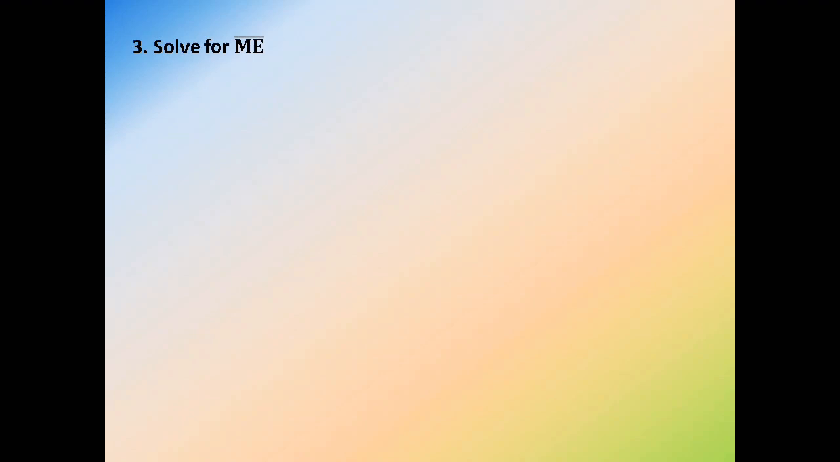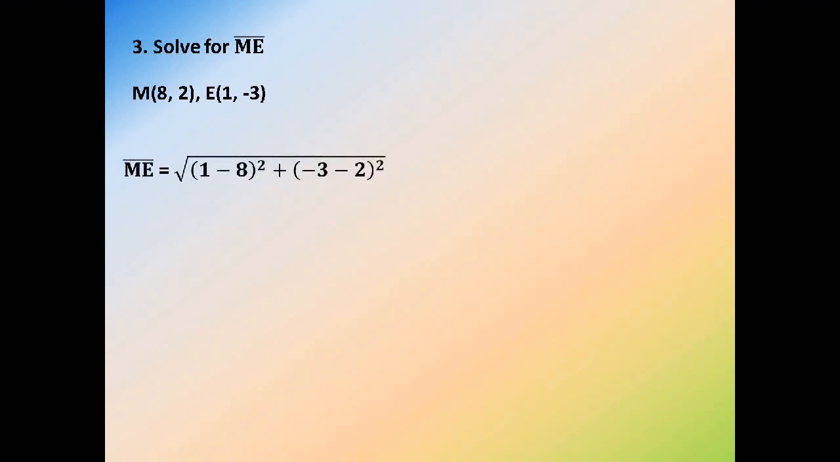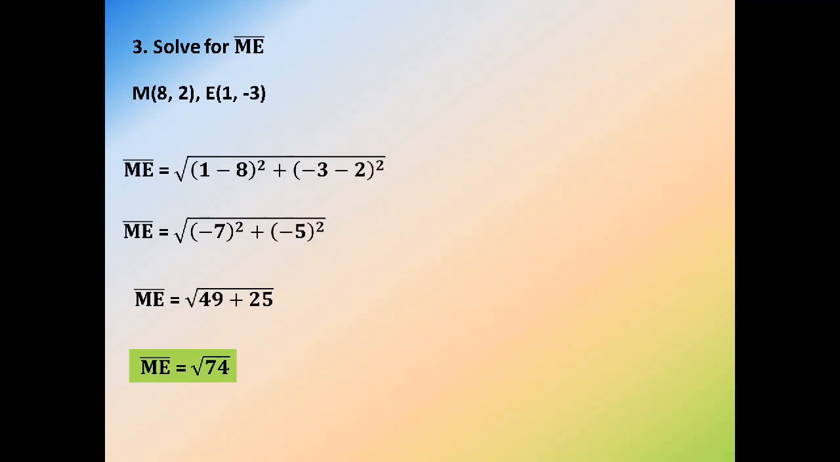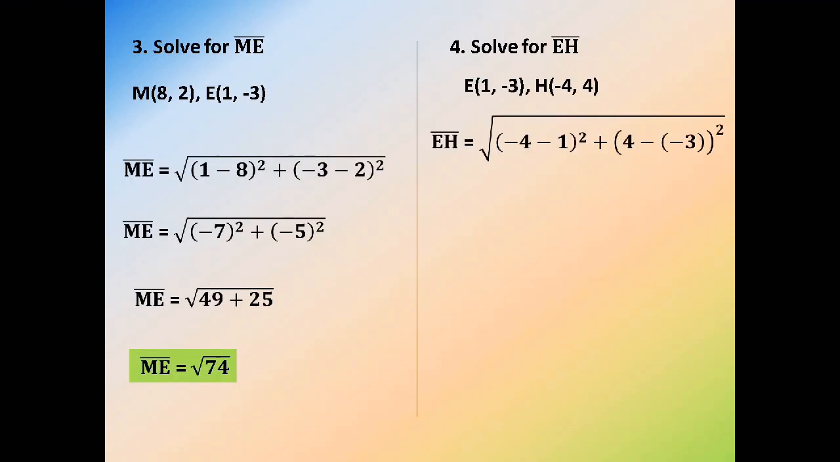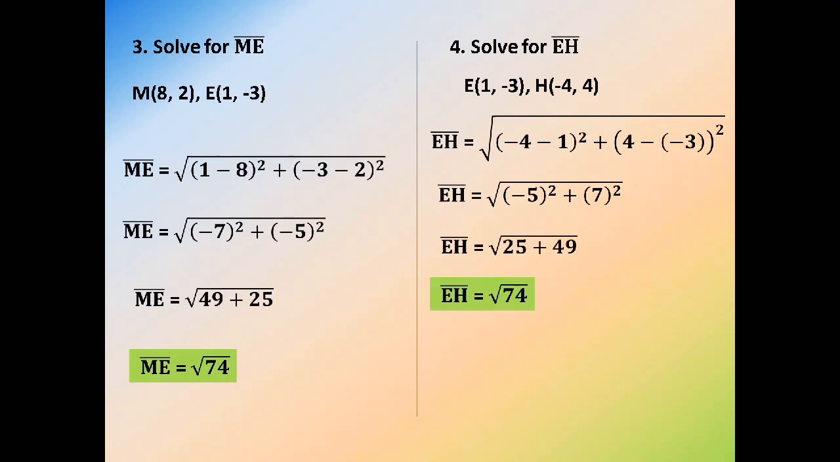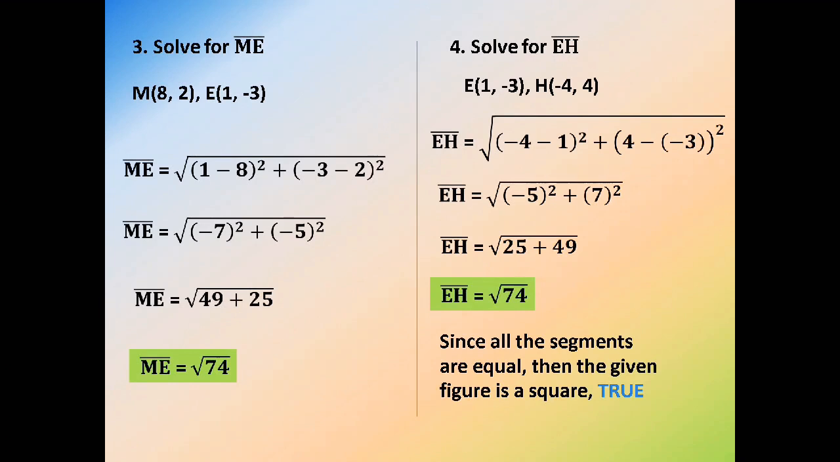And now for segment ME, using the vertices of M and E, applying the distance formula, we will get segment ME, which is also equal to square root of 74. And for segment EH, using the vertices of E and H, applying the distance formula, we will also get segment EH, which is equal to square root of 74. Since all the segments are equal, then the given figure is a square. Therefore, it is true.